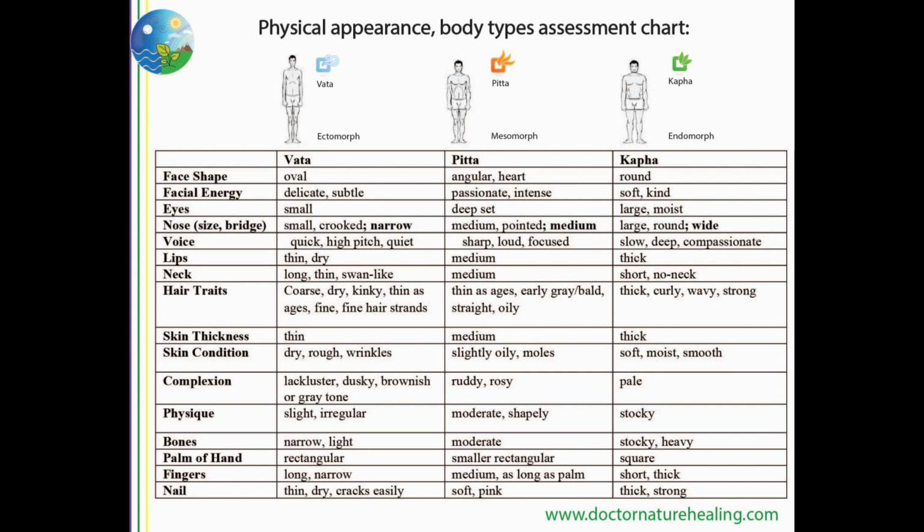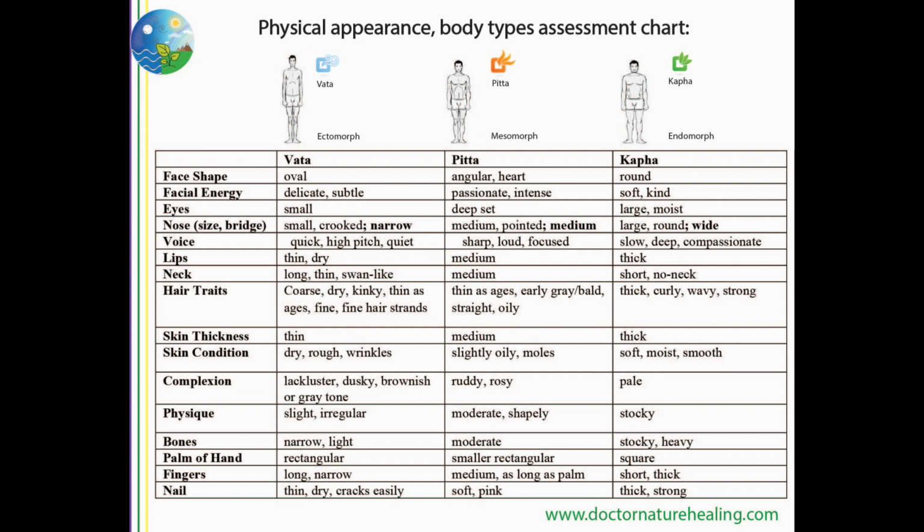Kapha dosha. Now the physical manifestations of Kapha would be roundish face shape. The facial energy would be soft and kind. Kapha individuals are very nurturing and loving people. They would have large and moist eyes. Their nose would be wide and large and round. Their voice would be slow, deep, and compassionate. The lips are thick, neck is short, or you may not even notice much of the neck.